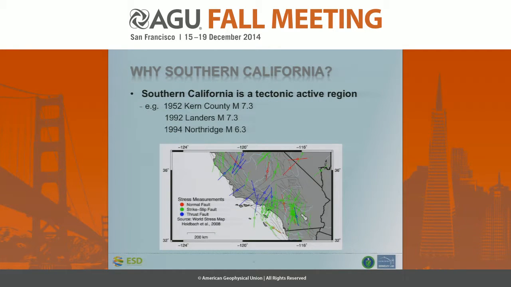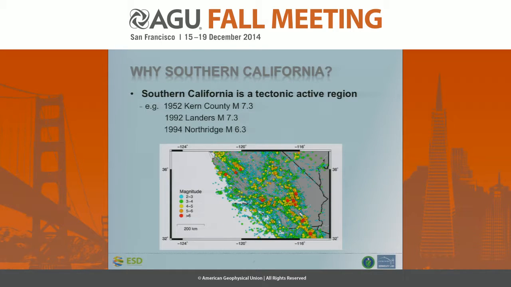So why is Southern California different? Southern California is a highly active tectonic area. These are all the stress measurements from different studies. This is just a sample of large magnitude events. So Kern County in 1915, Landers, which has been studied a lot, the Northridge earthquake, which has been studied a lot, and there's tons more. This is just a snapshot.